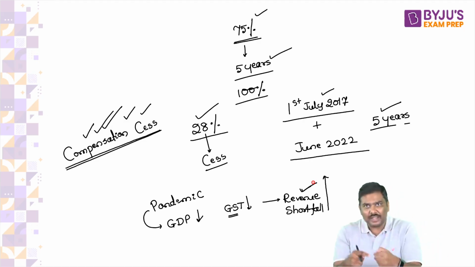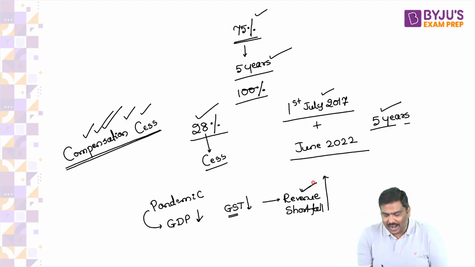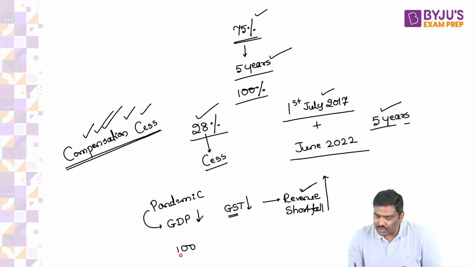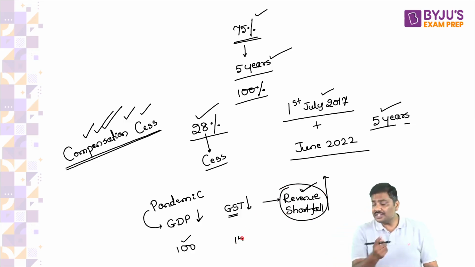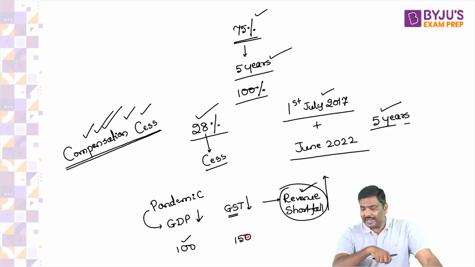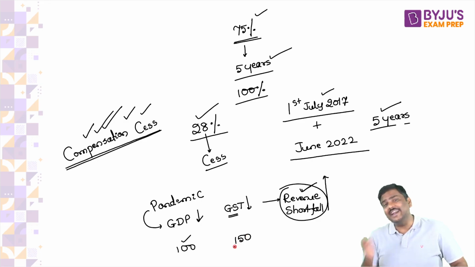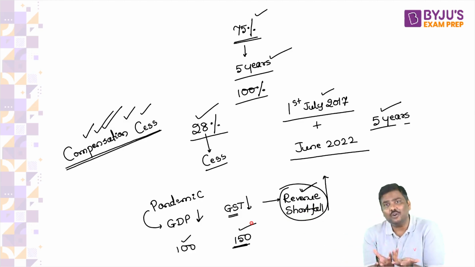Now, at this point of time, what if you collected 100 rupees of compensation cess? Simple numbers, right? Imagine you're the central government, you collected 100 rupees of compensation cess, but the revenue shortfall is 150 rupees. Understand the logic here? You collected 100 rupees, but the shortfall that you're supposed to pay to the states is 150 rupees. Don't you think the shortfall is greater than the cess collected? How will you pay 150 rupees using 100 rupees? Not possible. It's not at all possible.